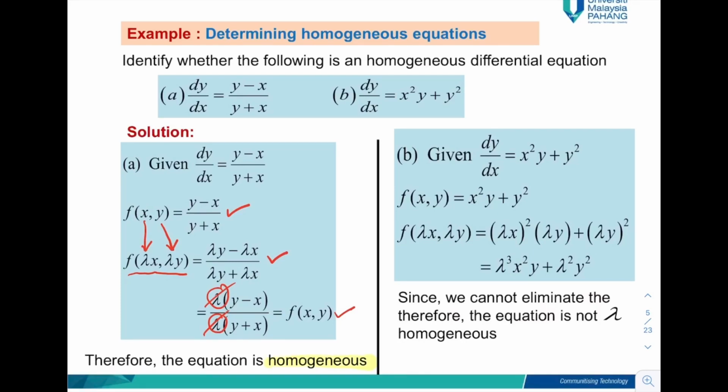Alright, then we go to the second one, B. dy/dx equals x squared y plus y squared. Then we equate that to f of x, y. Then we replace x by lambda x and y by lambda y, and we will have this. Obviously we cannot do anything to cancel out the lambda. It will remain until the end. So this one is not homogeneous. Not homogeneous means we cannot proceed with the method. You have to check other methods.